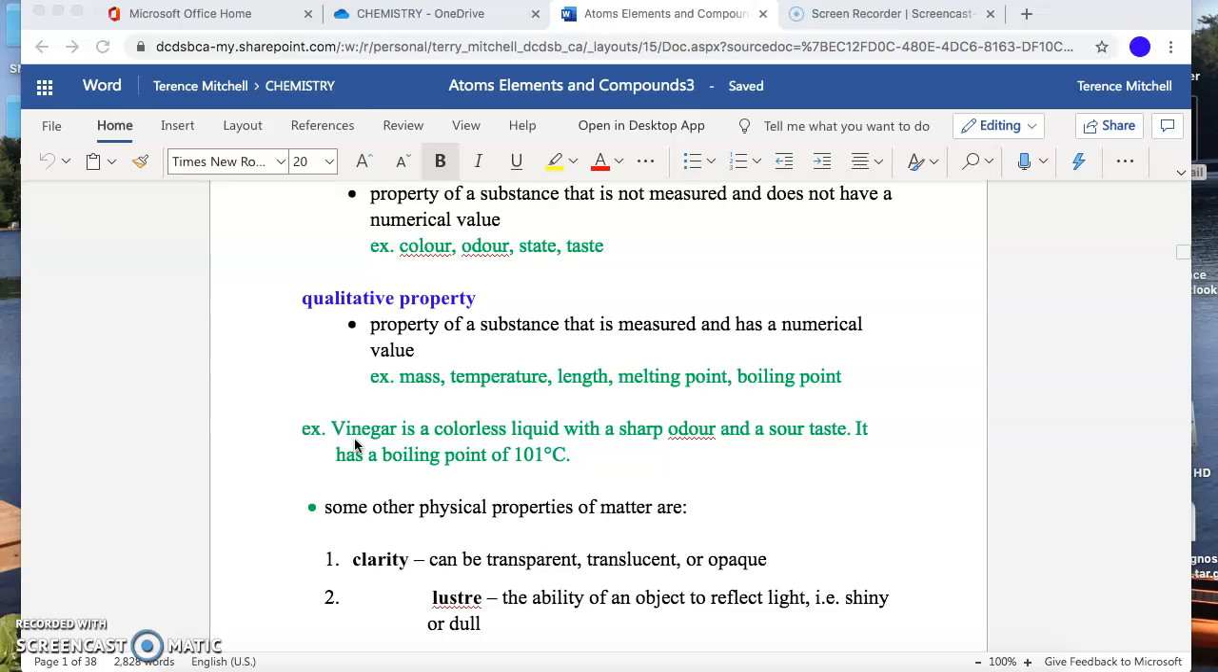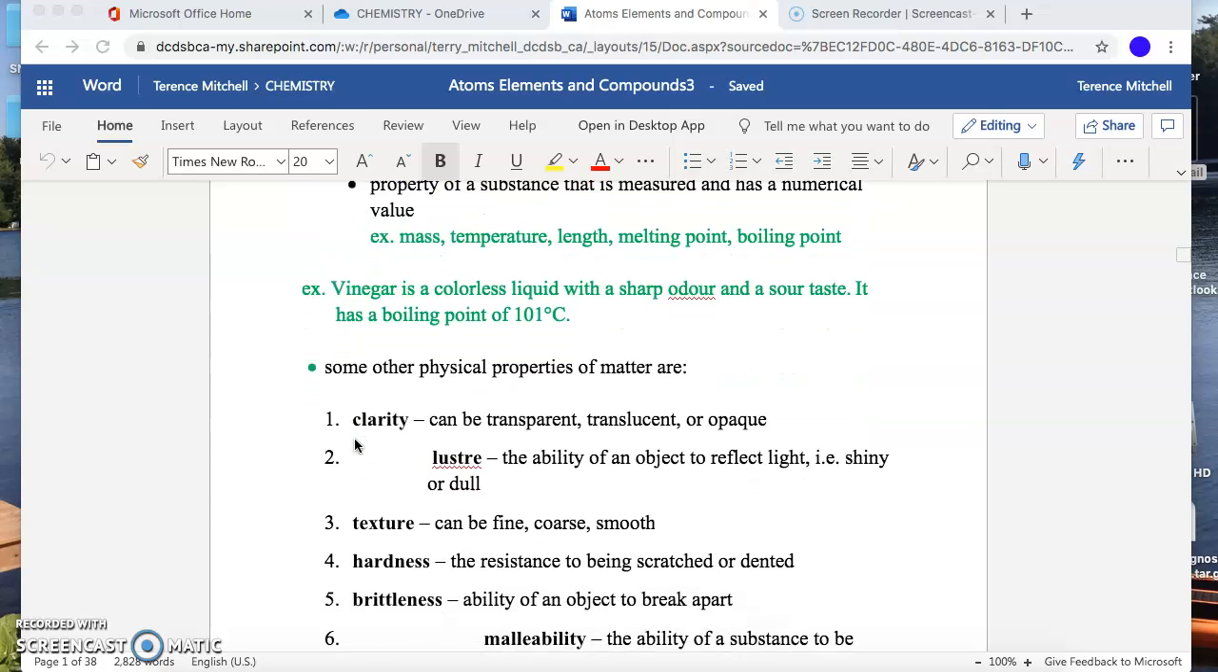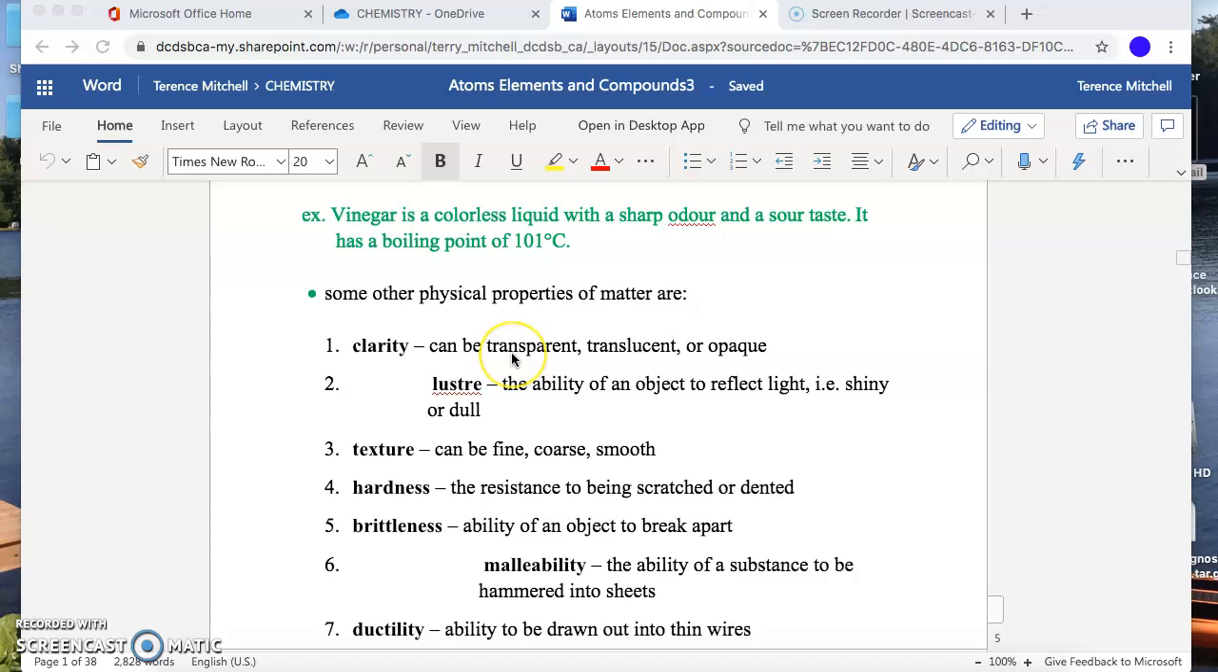And so other physical properties that we describe matter by: the clarity. So transparent. If we're thinking of glass, or a liquid, transparent is you can see through it like a window. Translucent is like your bathroom window where it's letting light through but you can't quite see through it. And opaque is like a piece of wood. It's not letting light through, you can't see through it. Luster. Quite often we use luster for metals, but it doesn't necessarily have to be just for metals. But can it reflect light? So is it shiny? Is it dull?